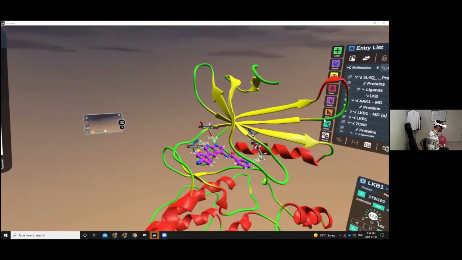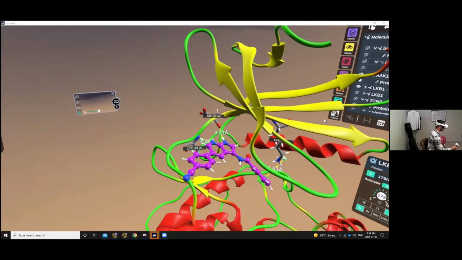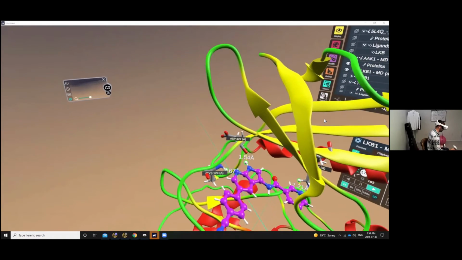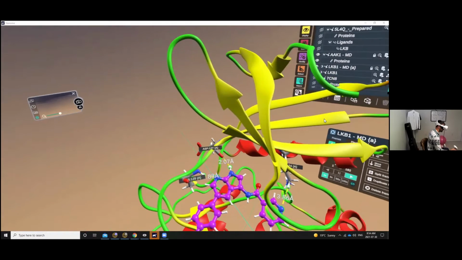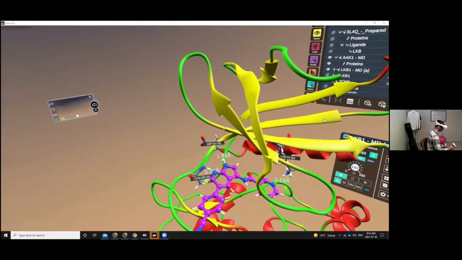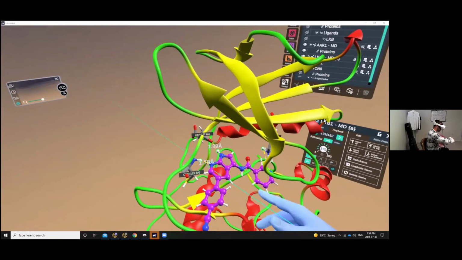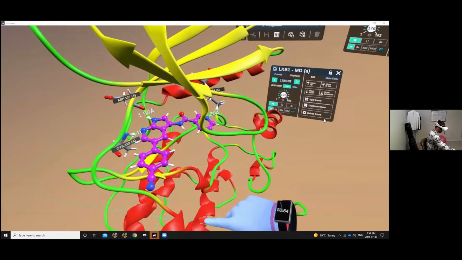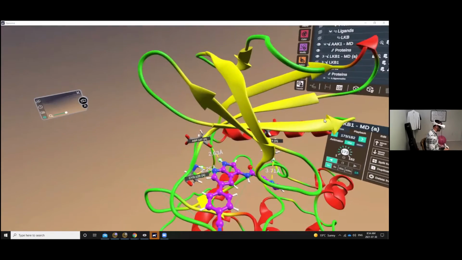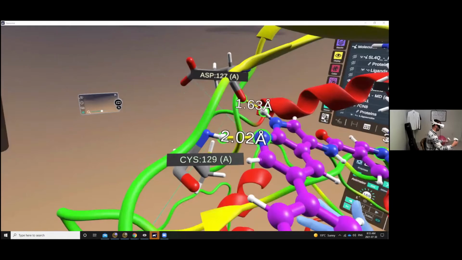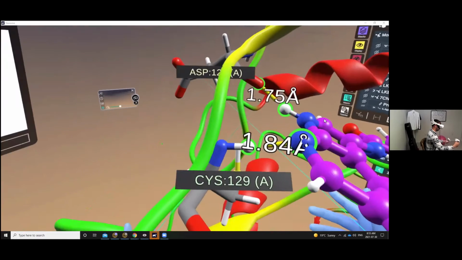Okay, so as we can see, what's going on in the simulation is that the different hydrogen bonds that I've highlighted are changing distances, because as we said, this was an MD simulation, so it's looking at how this molecule is moving within the binding site of the enzyme with respect to time. So let's look at cysteine 129 first.